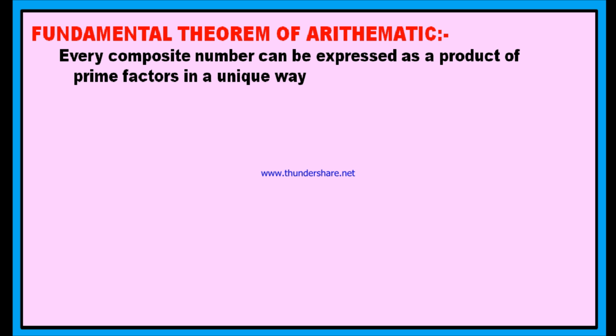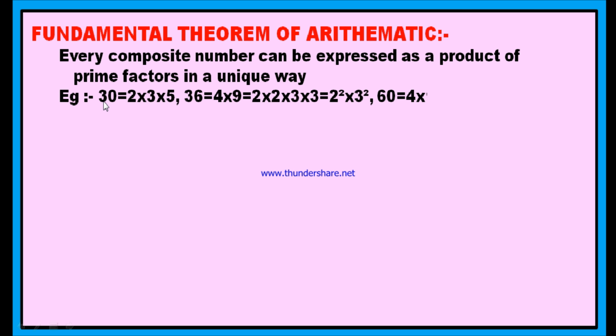You may try to understand. First of all, what is a composite number? A composite number is a number which has more than two factors. A number with exactly two factors is called a prime number, and a number which has more than two factors is called a composite number. Now every composite number can be expressed as a product of prime factors in only one way. Let us try to understand this statement with a given example.